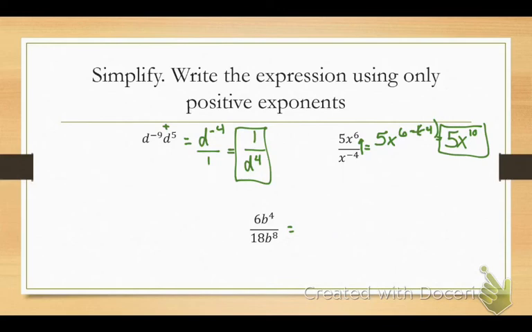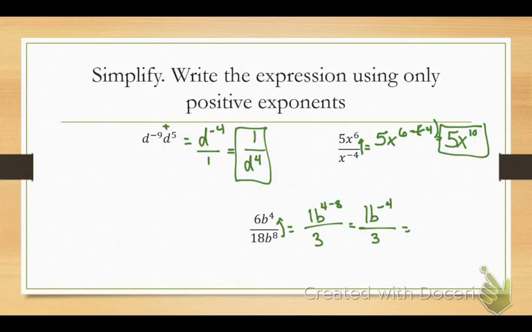1 over 3. That was a bad fraction. That's fine. So 6 over 18 reduces to 1 over 3. Now 4 minus 8, b to the 4th power minus 8. What is 4 minus 8, guys? b to the negative 4th power over 3. Okay, so do I need to flip this entire fraction? Meaning, do I need to put the 3 in the numerator and b to the negative 4th in the denominator? Does the 3 move?